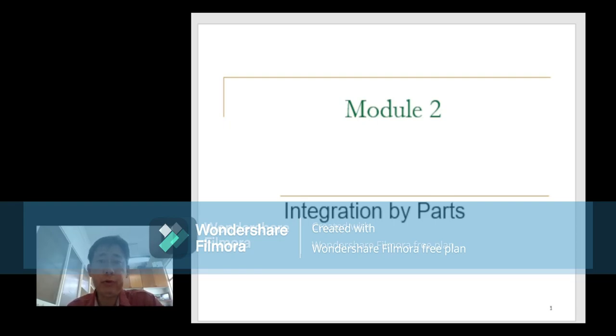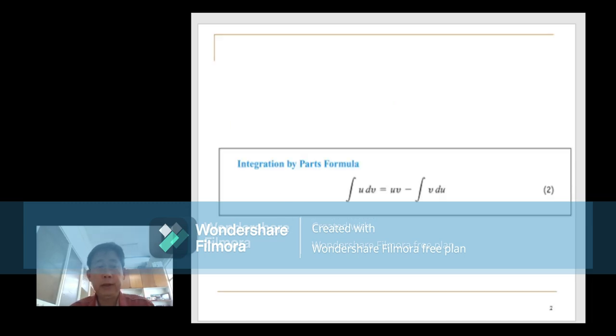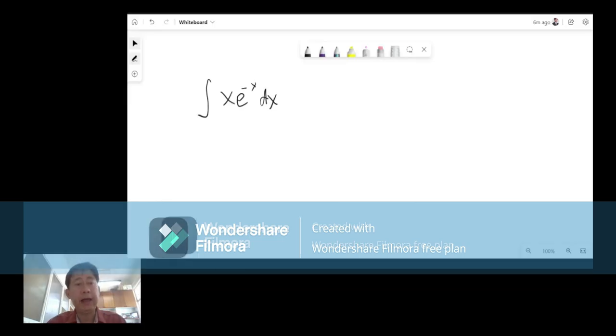In this second module, we are going to discuss a new technique of integration called integration by parts. Here, we are going to see 4 different types of example. In the techniques of integration, you have to first cast the integration into a specific form, which involves 2 functions, u and v.